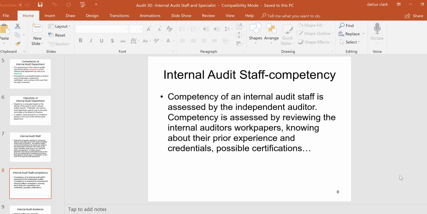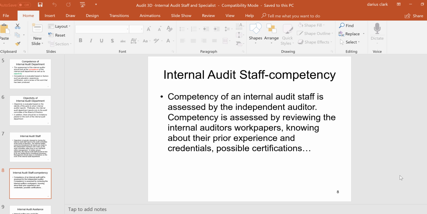What about their prior experience? Did we work with these people last year in last year's audit? And if we did, what did we think of them last year? What are their credentials? Maybe they have a certification like a CIA, Certified Internal Auditor. And the better certification they have, assuming the testing was proper to become a CIA, and if we think the testing is reasonable for that credential, then we probably think that they are competent.